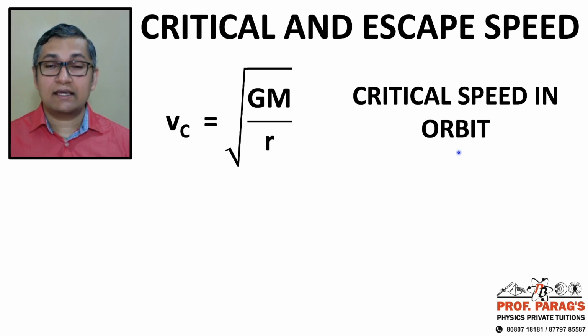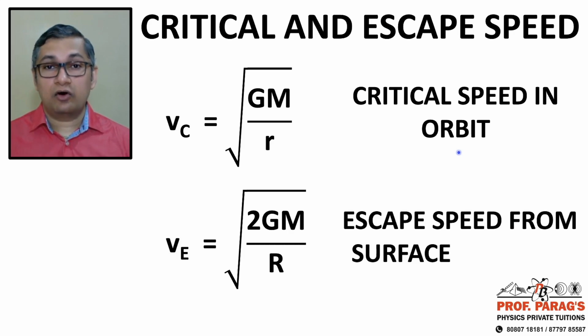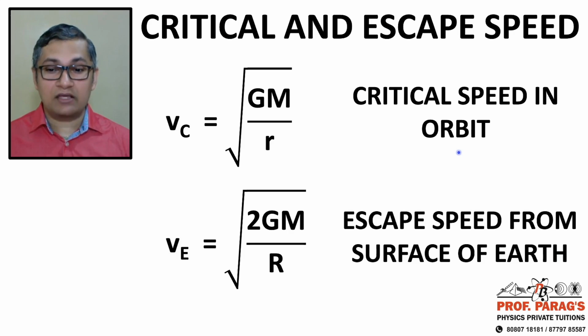And what about the escape speed? The formula is square root of 2 times GM, so the number 2 is there in the numerator, again capital G, capital M in the numerator, same as the critical speed. But the denominator here is different. It is capital R, the radius of Earth. What does this mean? This means that this escape speed is not for a satellite in orbit. In fact, it is on the surface of Earth. It is for a body on the surface of Earth at rest.